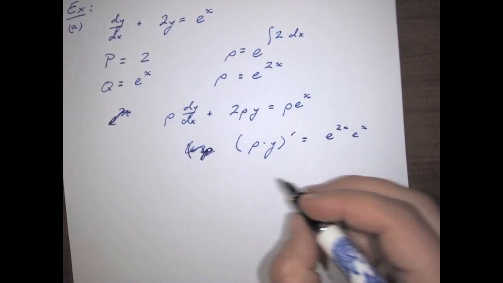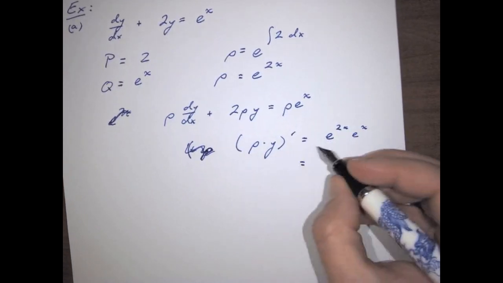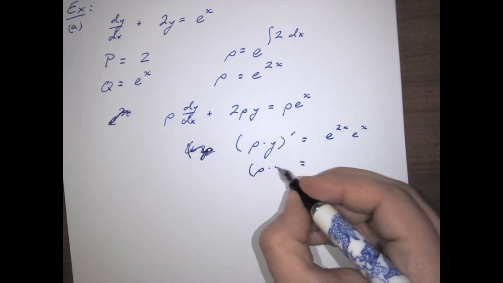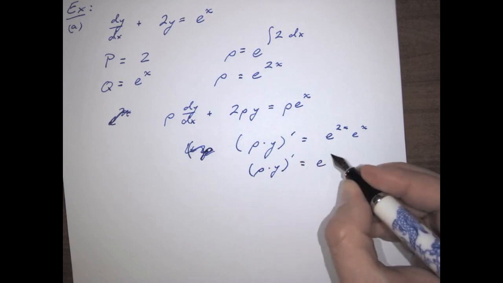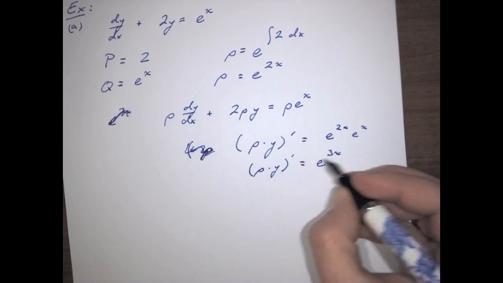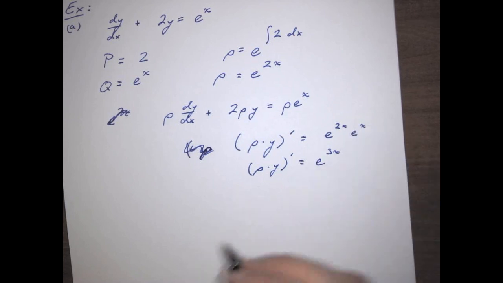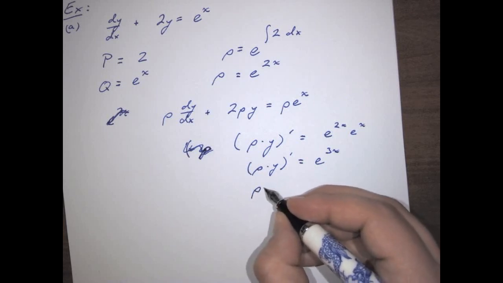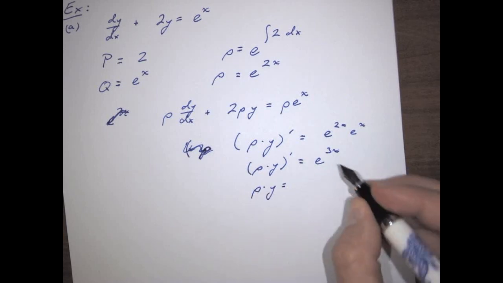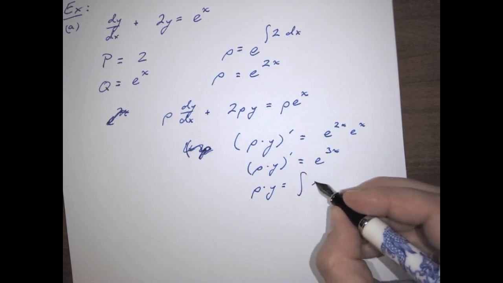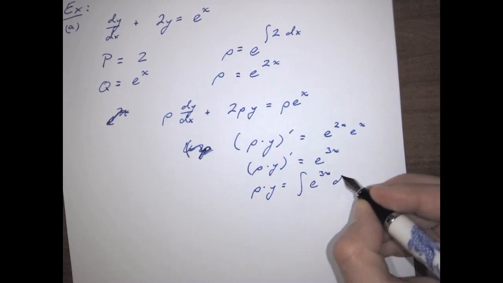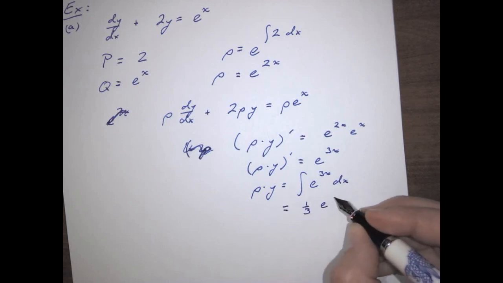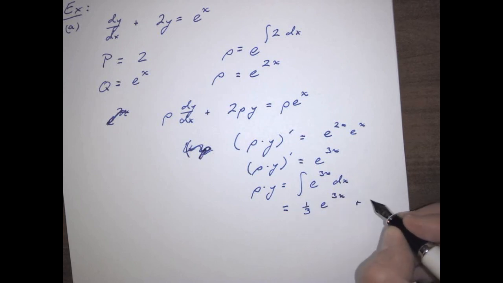So now, where it's convenient, I'm going to go ahead and put in what rho actually is. Rho times y prime equals e to the 3x. So I'm just combining those. Now I want to take the antiderivative of both sides. That means that rho times y is equal to the antiderivative of e to the 3x dx, which is going to equal 1/3 e to the 3x plus c.